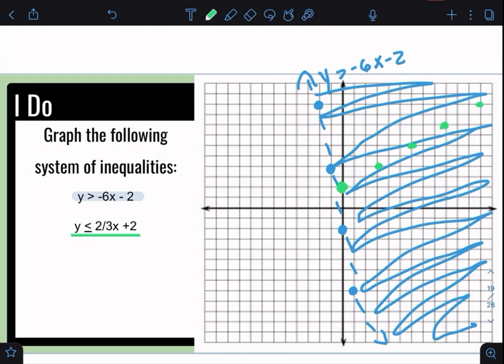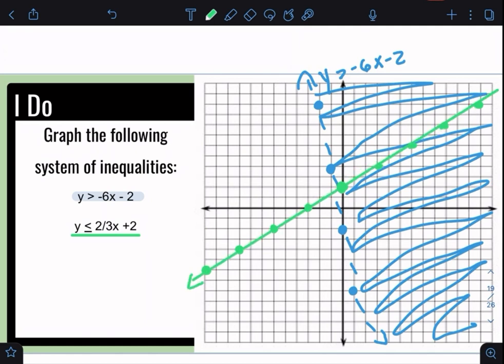Now down 2 to the left 3. Down 2 to the left 3. Down 2 to the left 3. And down 2 to the left 3. Alright, this is equal to, so I'm going to put a solid line.